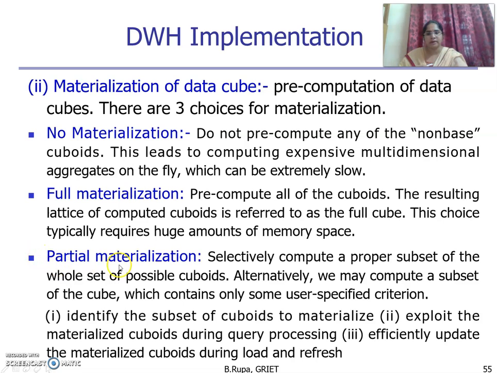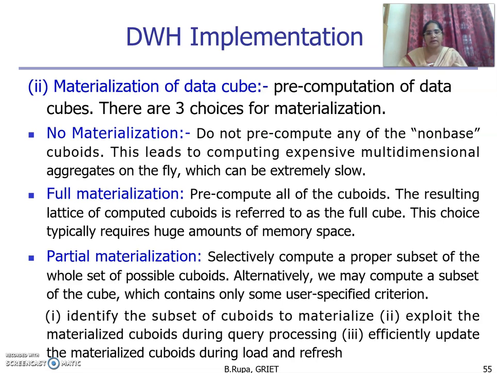And the third one is partial materialization: to selectively compute a proper subset of the whole set of possible cuboids. Here we need to select proper subsets of the possible cuboids. Alternatively, we may compute a subset of the cube which contains only some user-specific criteria. One thing is that, based on the user criteria, we need to select some proper subsets of cuboids. And one more is that we need to select the proper subset of cuboids from the whole possible set of cuboids.